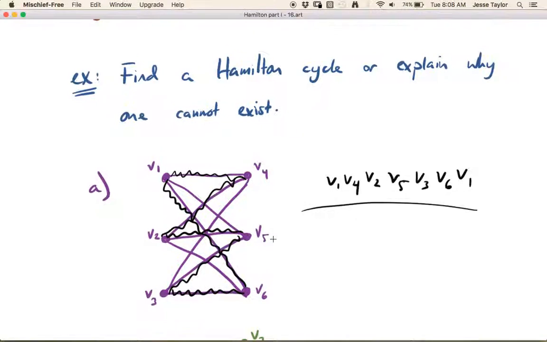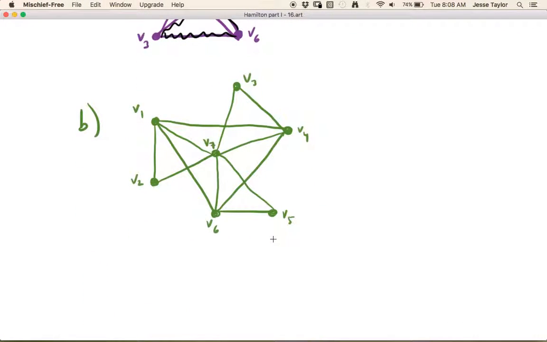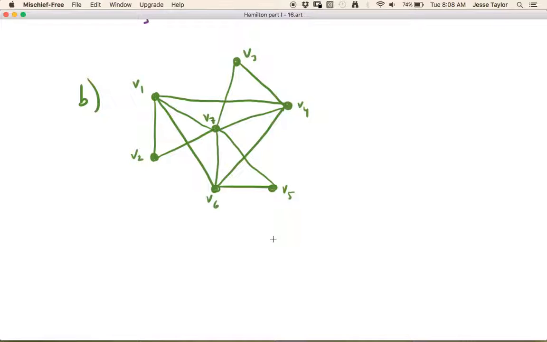Okay, so let's try this again, and let's look at this graph. Again, you may want to pause the video and try and play around with it and see if you can find one. The answer in this case is that there is not one. So we might want to think about why that is.